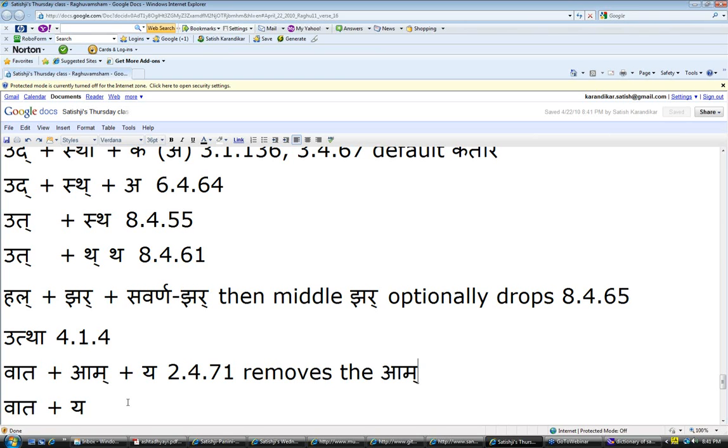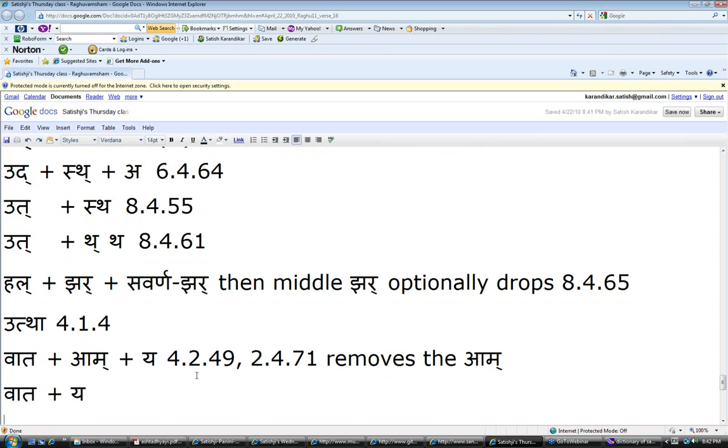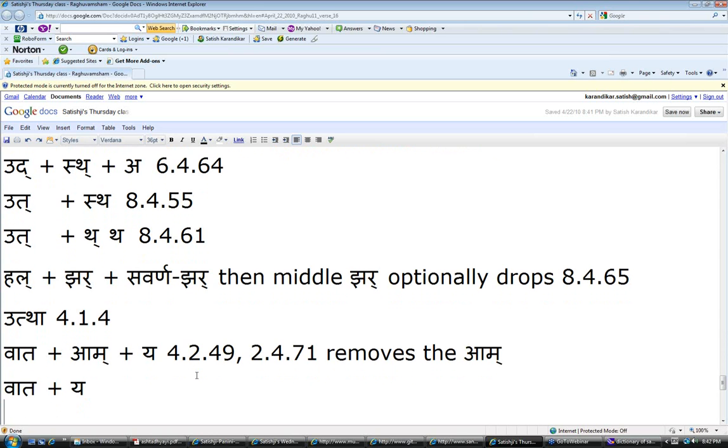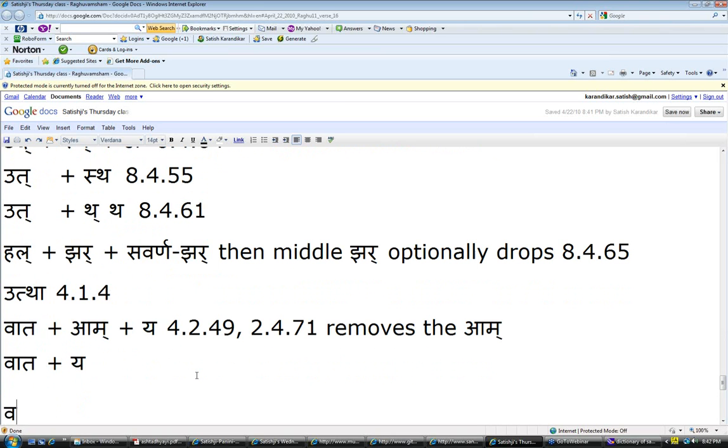The ya is a tadhita pratyaya because from 4.1.76 starts the tadhita adhikara. And we use this sutram, which is 4.2.49, was used. Let me put the number here, 4.2.49 was used. So definitely the ya is a tadhita pratyaya. So by 6.4.148 now we're going to have the form vat plus ya.